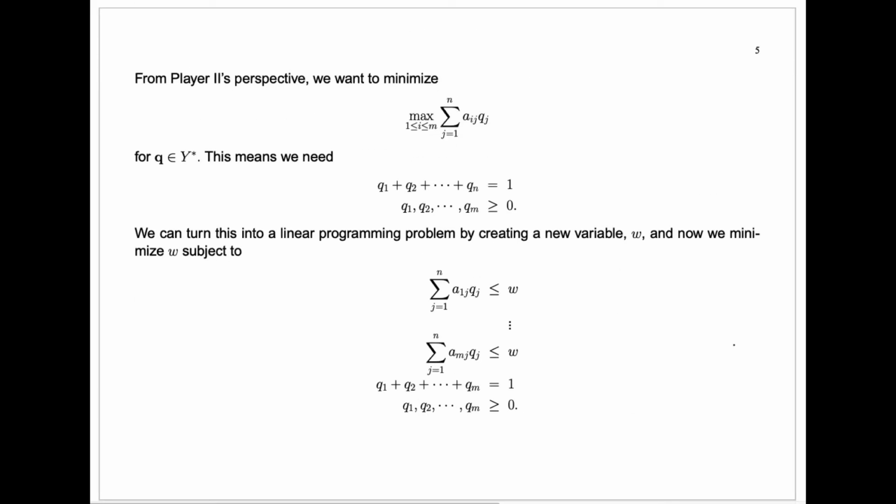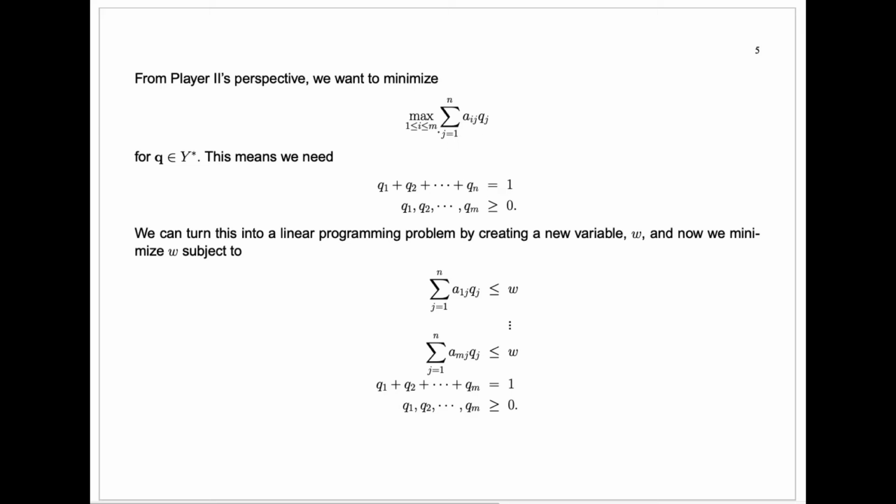How do things look from player 2's perspective? Well, player 2 wants to maximize this other sum. I'm sorry, let me start again. Player 2 wants to minimize this thing, which is the maximum of the sum j equals 1 to n of aij times qj. Why is that?